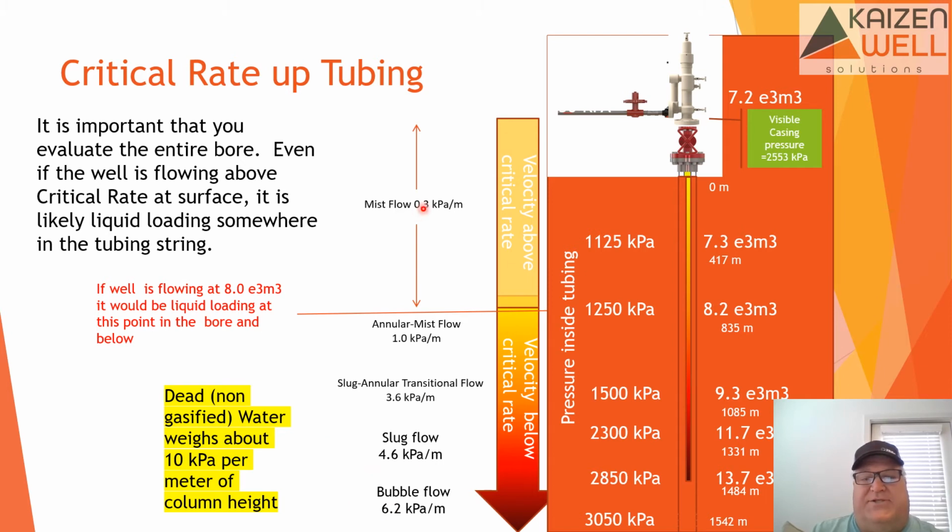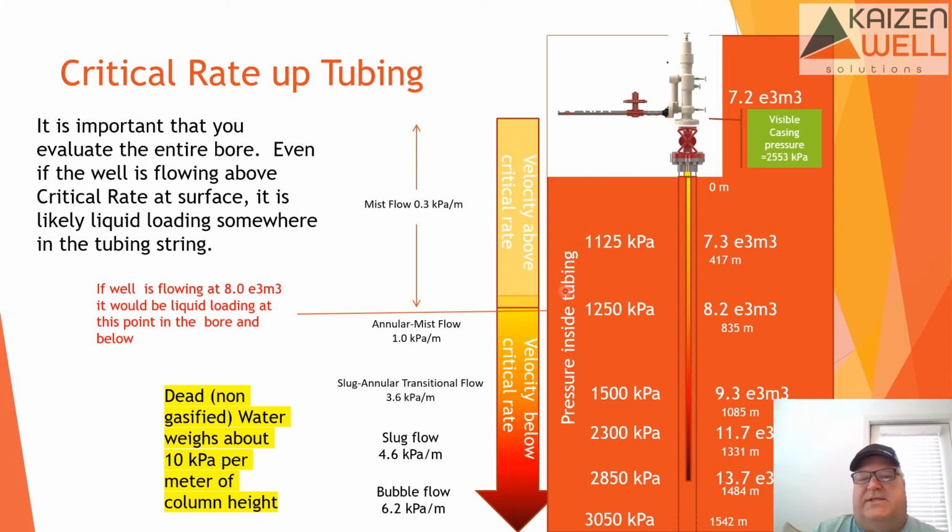Here's kind of a representation of what that means. If we're in lit mist flow and we were to weigh that column, it might be 0.3 kPa per meter. When we get to annular mist flow, we might have 1 kPa per meter. Slug annular transitional flow, 3.6 kPa per meter. Slug flow, might be 4.6 or higher. Bubble flow, we're probably 5.5 to 7 kPa per meter. If you looked at just basically dead liquid sitting there, it's about 10 kPa per meter that it would be pushing down on your formation.